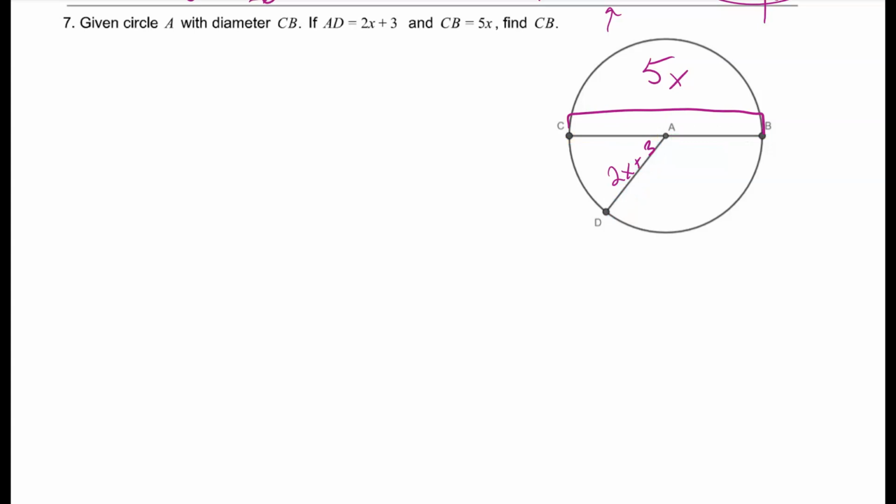The reason that helps me is because I could label that 2x plus 3 here, and I could label that 2x plus 3 here, and then all of a sudden I could set up a sum of the parts equals the whole with that information right there. So I could say that 2x plus 3 plus 2x plus 3 is equal to 5x. If you wanted to just double one of these and set it equal to 5x, you also could, but this is the way I'm going to choose to set up my equation.